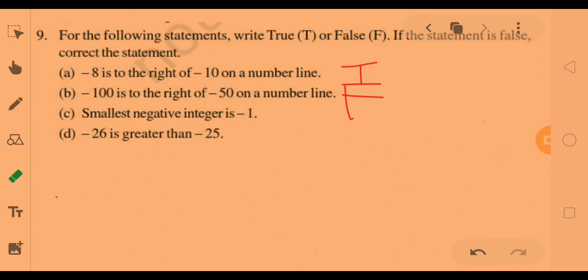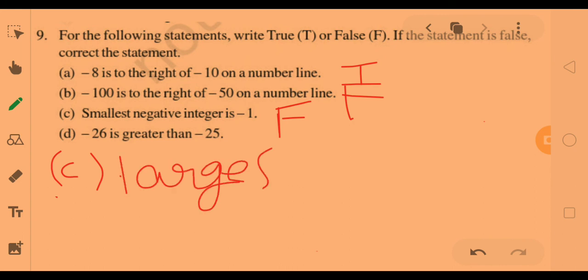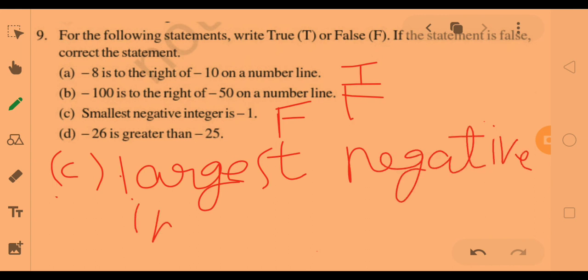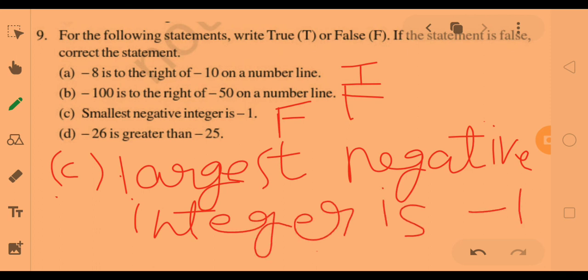Next one: smallest negative integer is minus 1. Is it true or false? Just before, we have discussed smallest and largest integers, positive and negative ones. So it's a false statement. Minus 1 is not the smallest negative integer. Minus 1 is the largest negative integer. We will rewrite it as: the largest negative integer is negative 1. So this is how we have to change the statement.